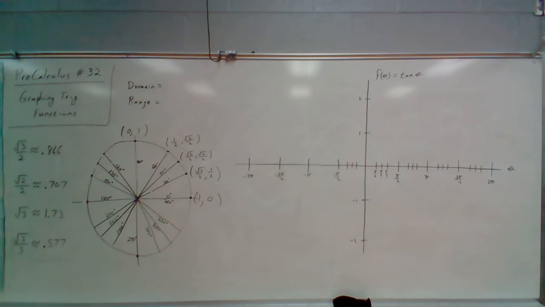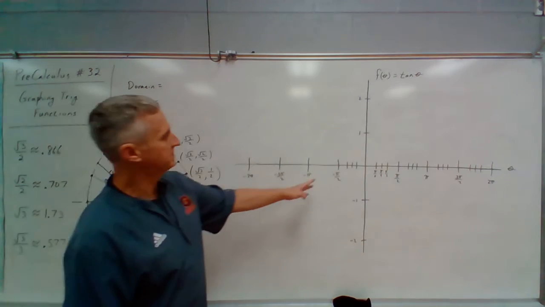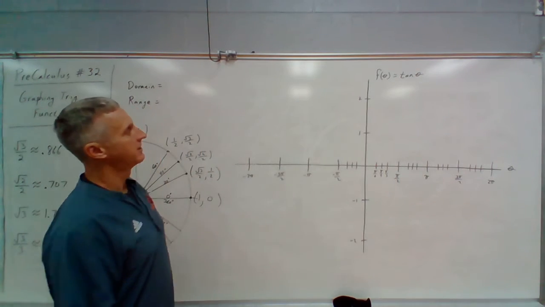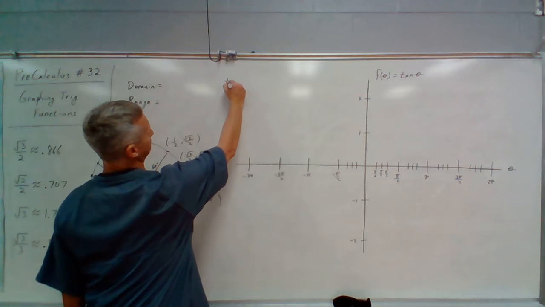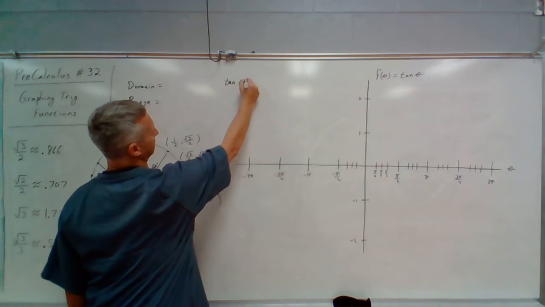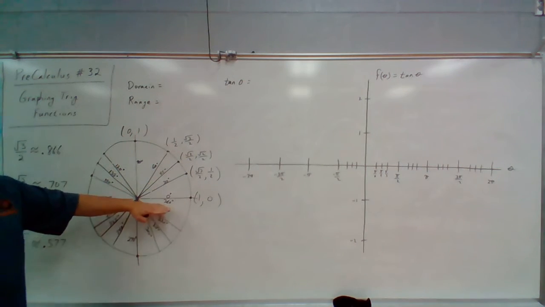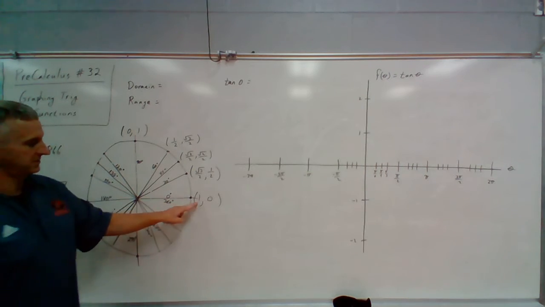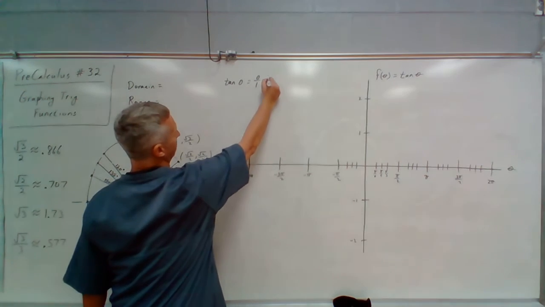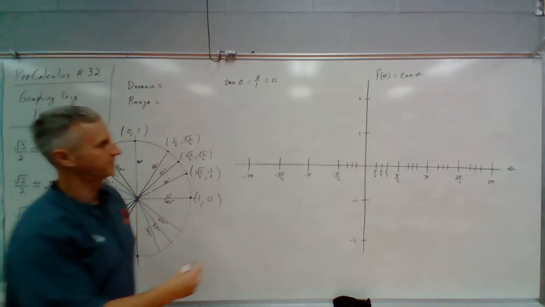All right, let's graph the tangent of theta. All right, so let's start with the initial value, and let's find tangent of 0 radians. So 0 radians here, tangent is y over x. So we have 0 over 1, which is 0.